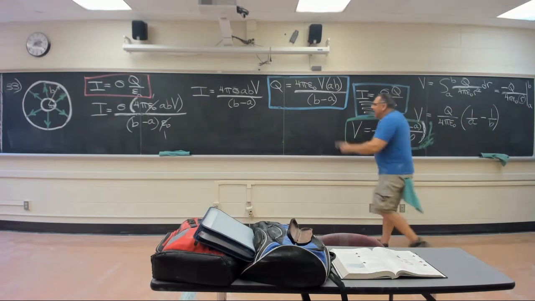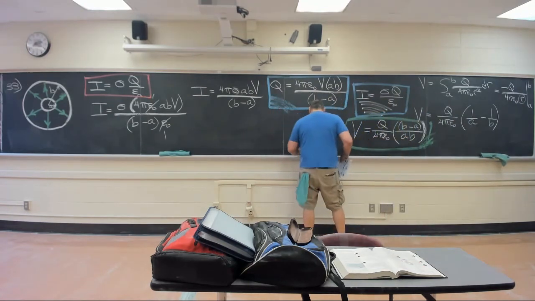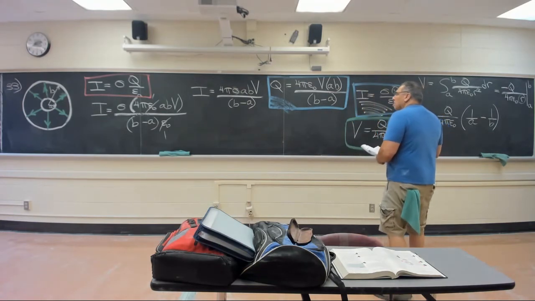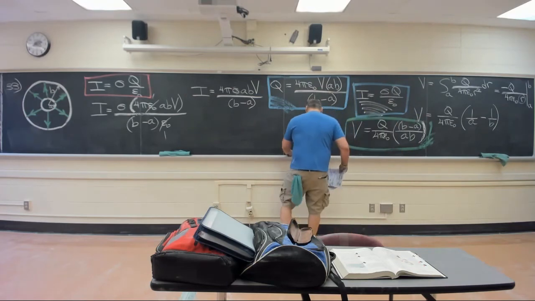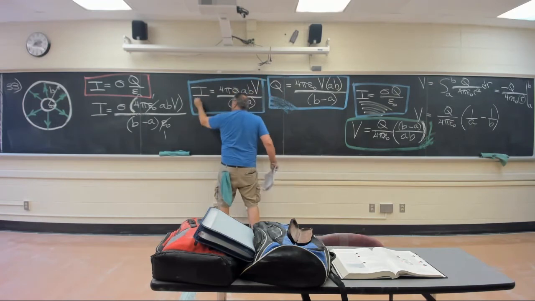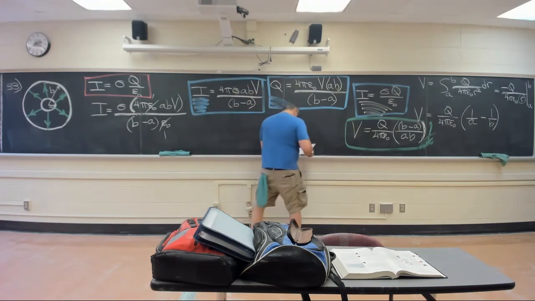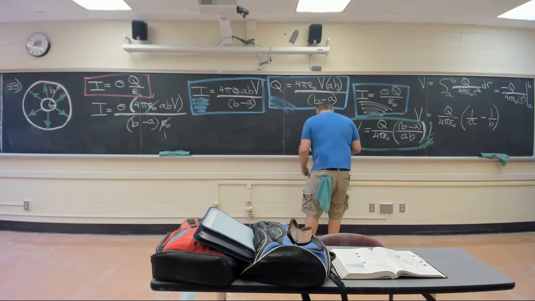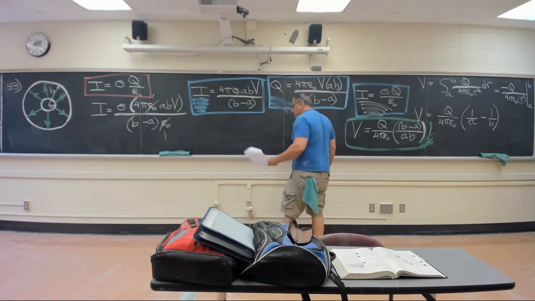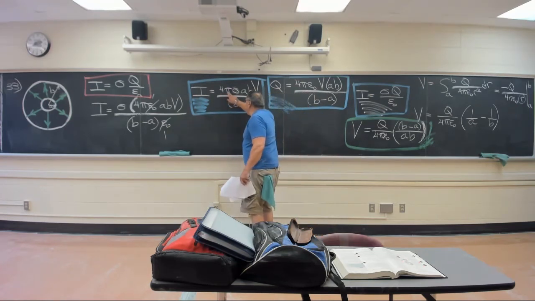Okay, they're not asking that. They asked that, but I mean, the real big thing, our answer, I think they're looking for current more than anything here. Can you get it? Well, okay, yeah, the current: 4 times pi times sigma times A times B times V that we're told is there, divided by the quantity B minus A.